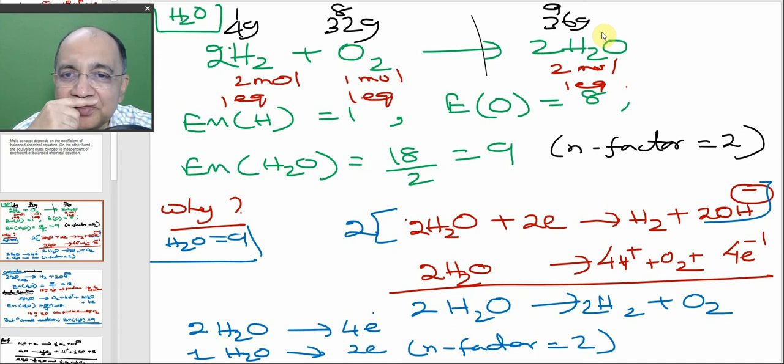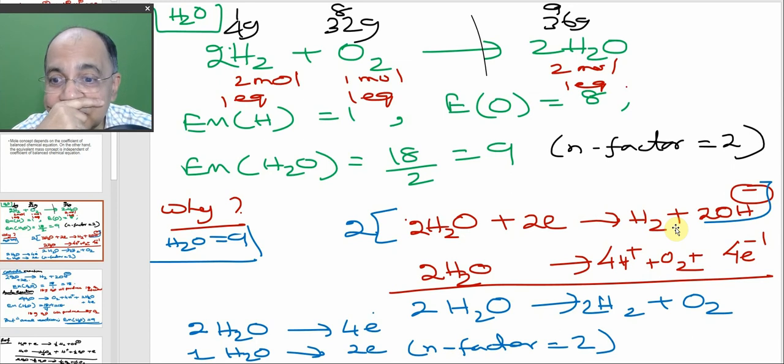Now here, it's not a disproportionation reaction. I mean, the decomposition of water is not a disproportionation reaction. It is an auto-redox reaction where hydrogen gets reduced from plus 1 to 0 and oxygen gets oxidized from minus 2 to 0.